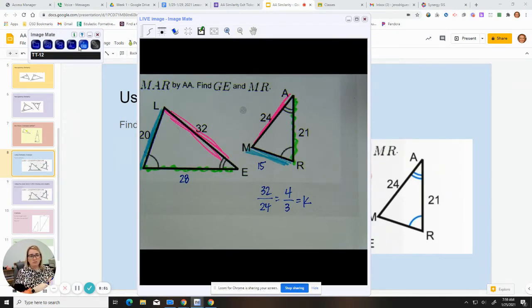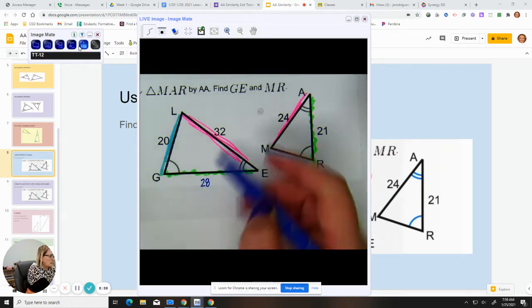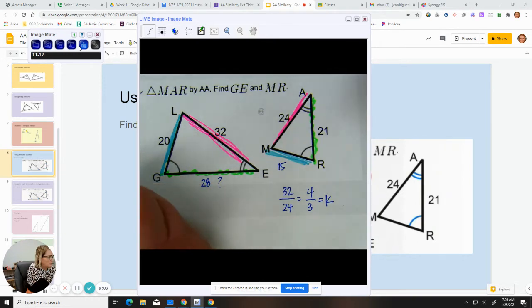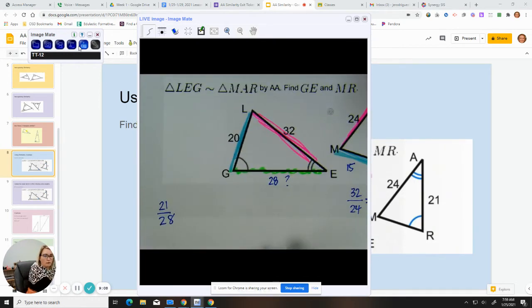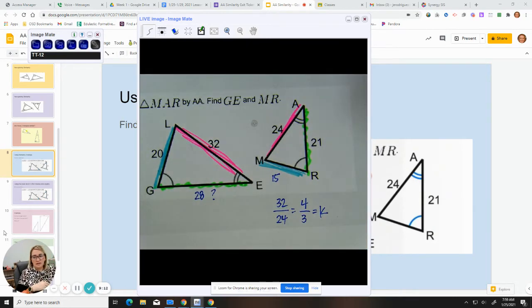And proportions you do setting up the same sides at the same place. So for example, if I was looking for the green side, I would use green over pink. So that would be 21 over 28, green over pink. And then I would do the same thing.